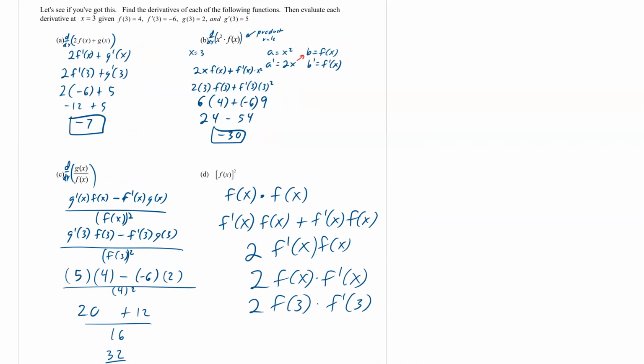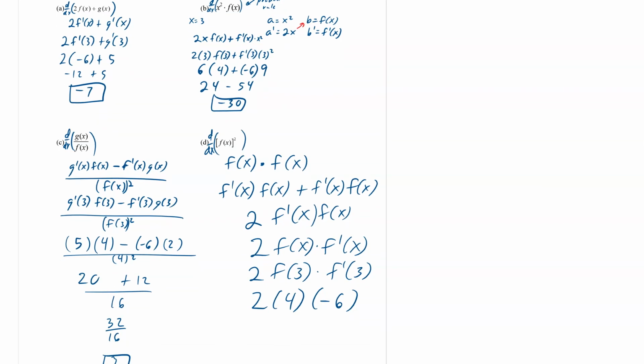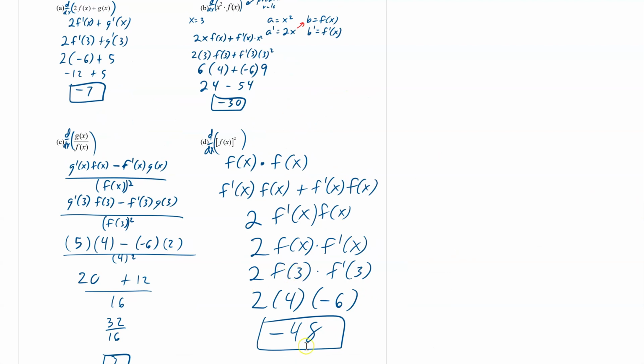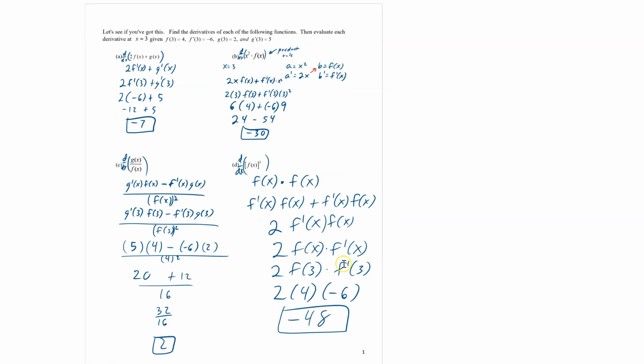And so f of 3 is 4. And f prime is negative 6. So the derivative of our f of x squared at 3 is negative 48. That's negative 24. What happened there? Negative 24 times 2 is negative 48, and there you have it.